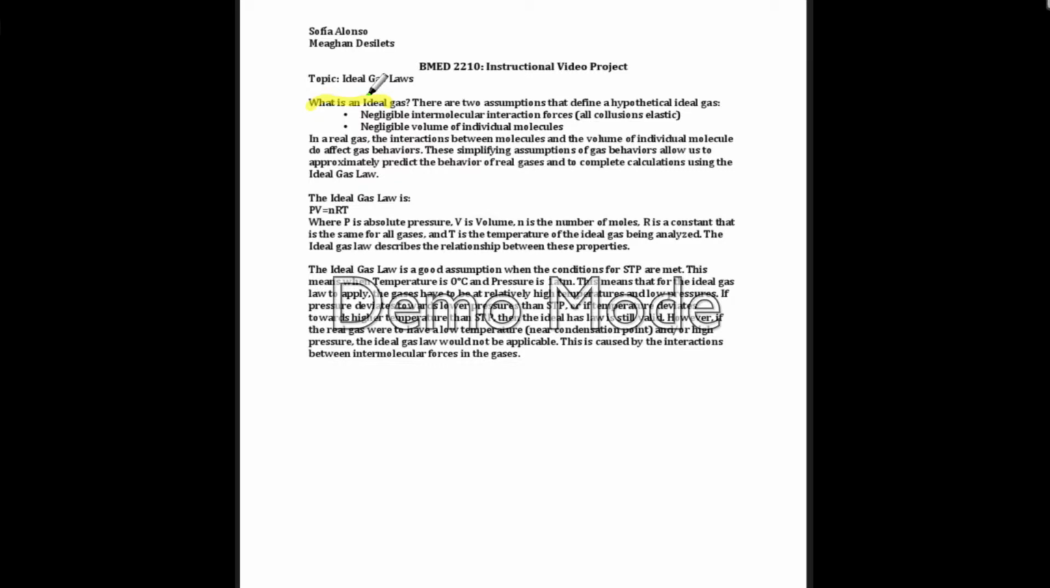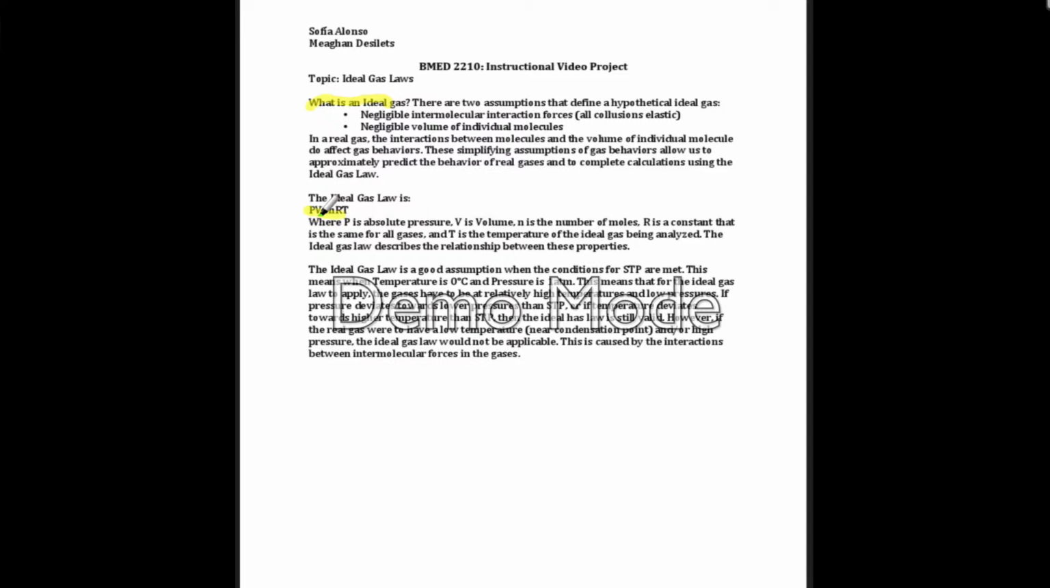Of course, we know that in a real gas, these assumptions don't hold true, since the gases do occupy some space, so their volume is not zero, and they do interact with each other to some extent. However, these simplifying assumptions allow us to approximately predict the behavior of real gases and to complete calculations using the ideal gas law, which we have stated here.